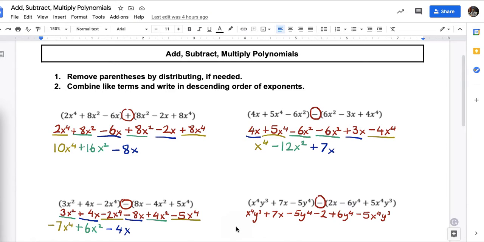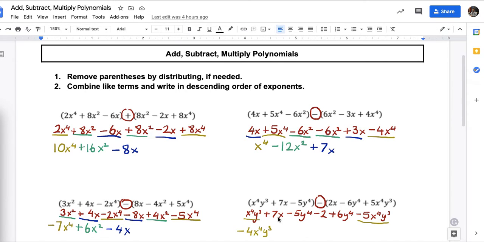X's come first, right? And we continue with the x's until they're gone, and then we move on to the y's, okay? So that's the one thing to bear in mind when writing in order of exponents. The first thing here, we're going to go with our highest degree of x, which is x to the 4, y to the 3rd, and negative 5x to the 4, y to the 3rd. That gives us a negative 4x to the 4, y to the 3rd.